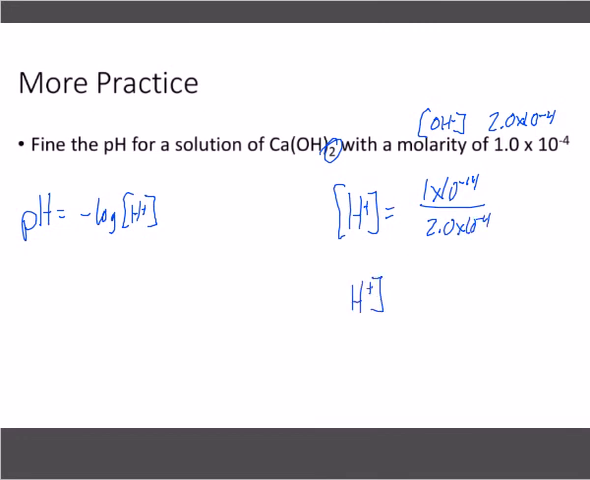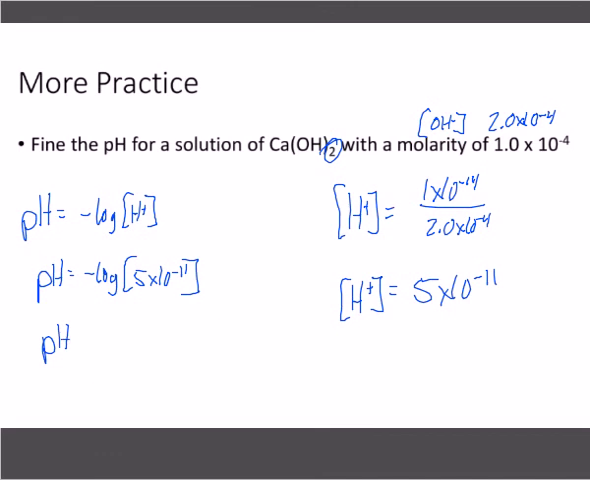What do you guys get for your hydrogen ion concentration? 5 times 10 to the minus 11. Then we'll use that to plug in to our pH formula. 5 times 10 to the minus 11. What do I get then for my pH?